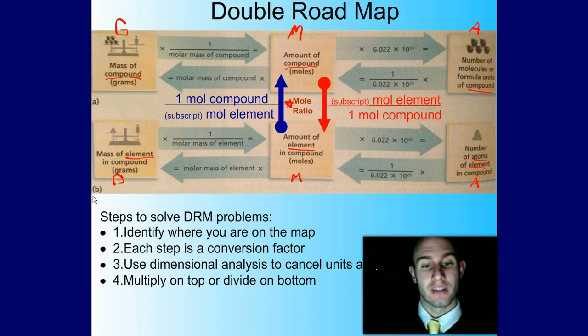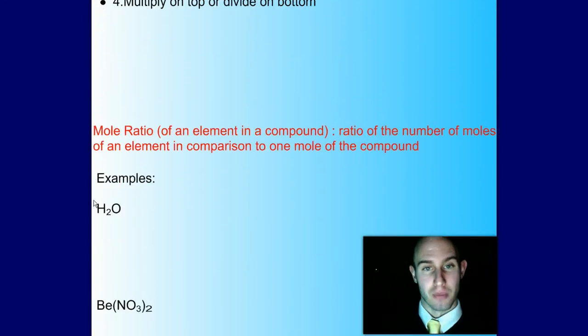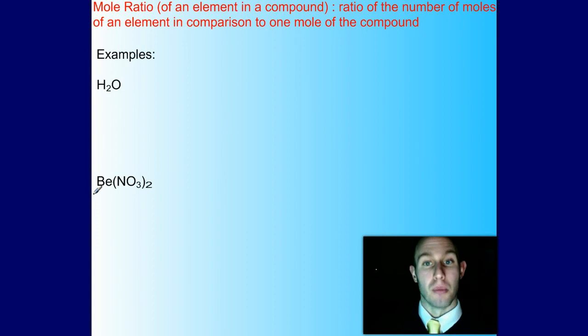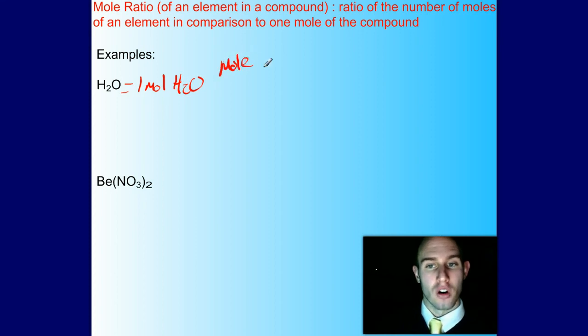Let's go ahead and look at some examples of what this mole ratio is. A mole ratio looks at the number of moles of an element in comparison to 1 mole of the compound. So here's an example, let's look at H2O. Let's say I have 1 mole of H2O. We can write mole ratios for H2O.